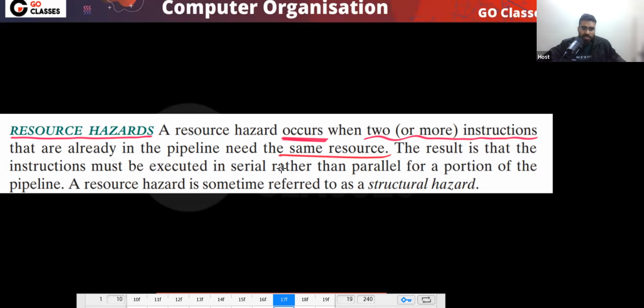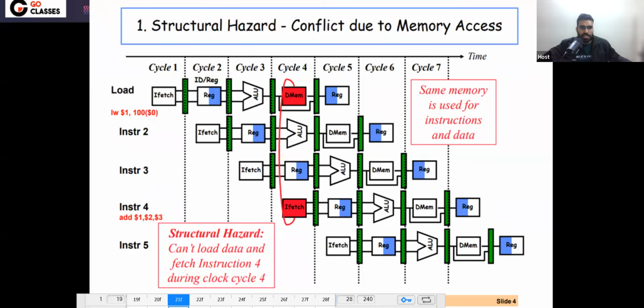Okay. Two or more instructions need the same resource. Because of this conflict, a stall can occur. This is called structural hazard. Please tell me, is this point clear? So you can easily notice this. You can focus on this.